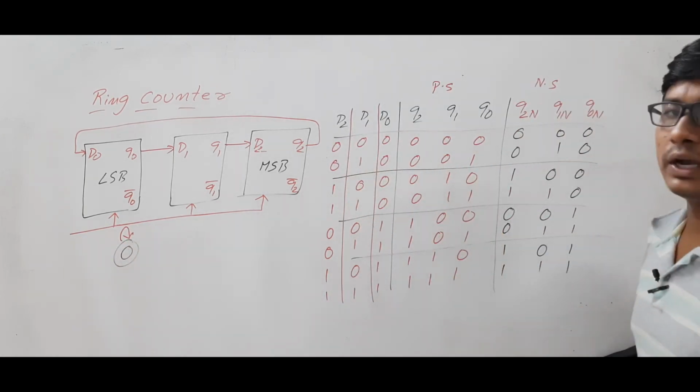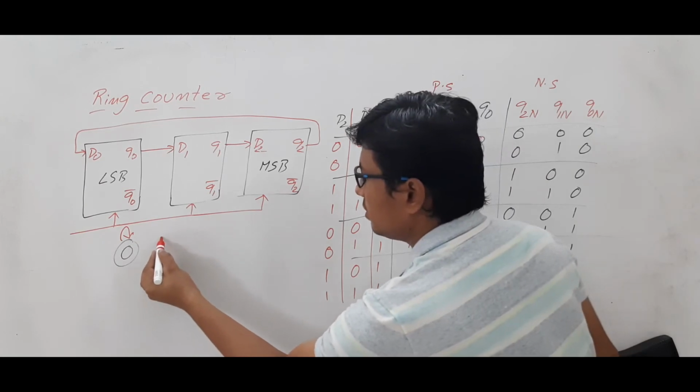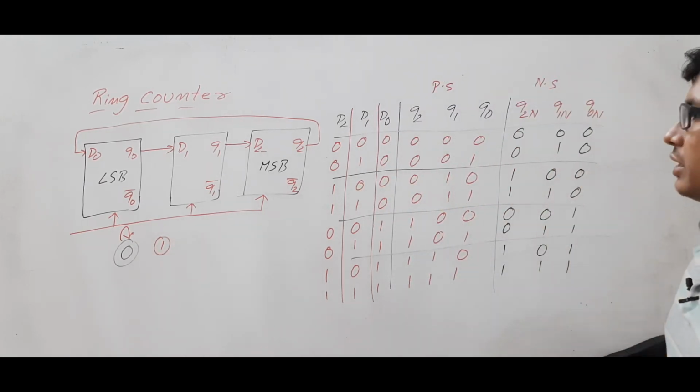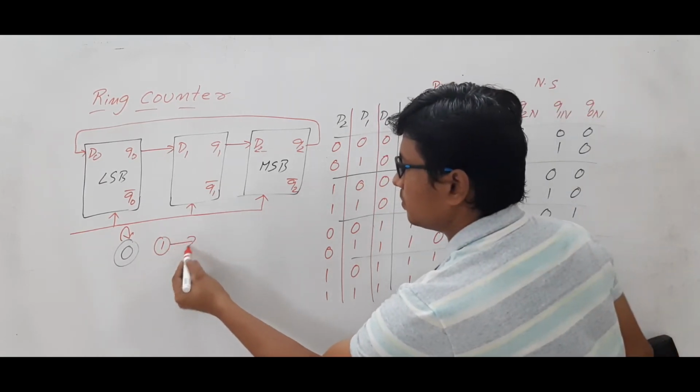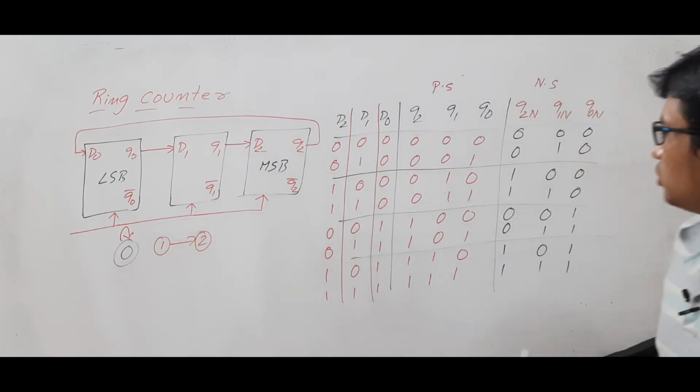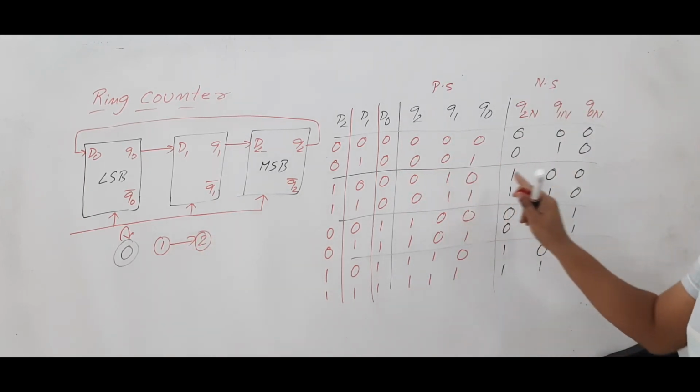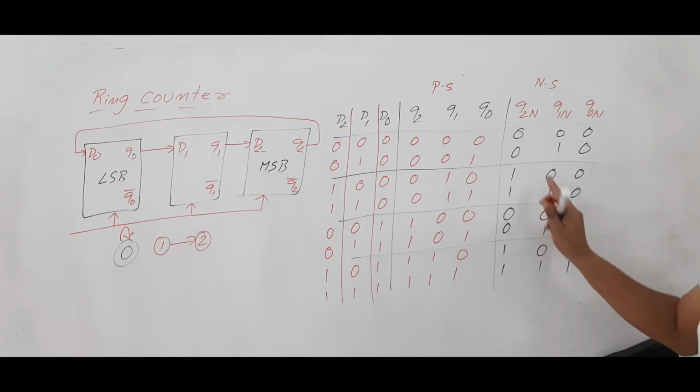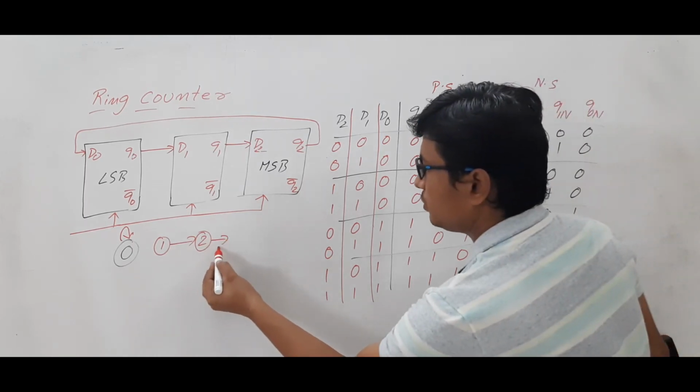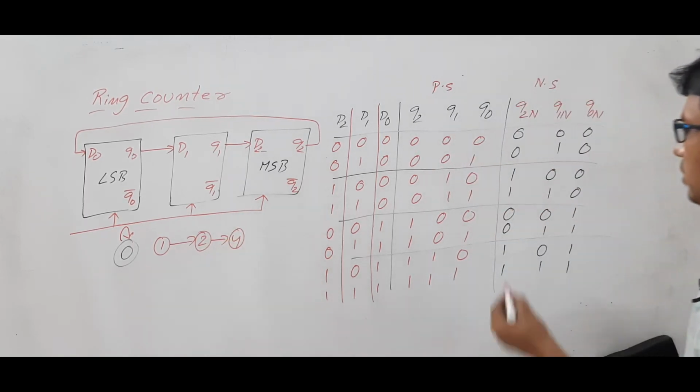From 0, 0, 1, which is 1, where are you going? You are going to 2. Your next state is 2. From 2, where are you going? You are going to 4. From 2 you are going to 4, because this is 1, 0, 0, which is 4.